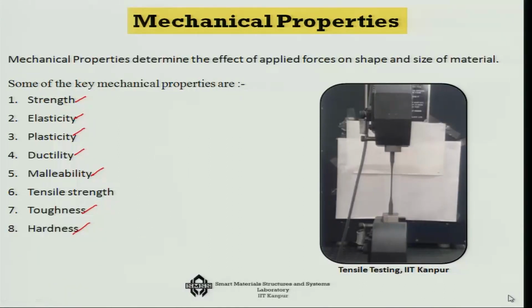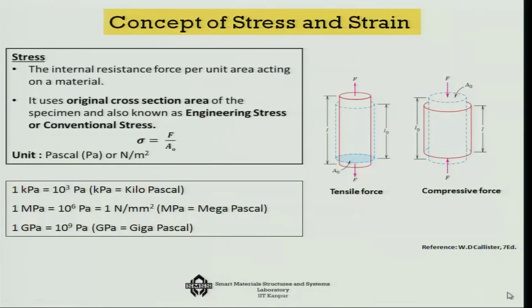So, these are some of the mechanical properties which we will be discussing in much more detail. Okay. So, before I talk about the strength, I should talk about the concept of stress and strain, which is very, very basic and important for any mechanical component. Now, the very elementary definition of stress is that it depicts the internal resistance per unit area, in an average sense, that acts on a material when you are trying to deform it.